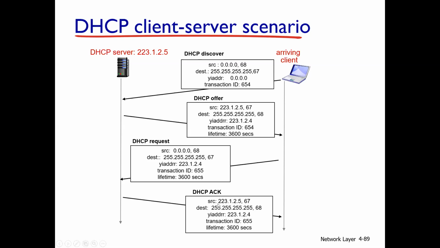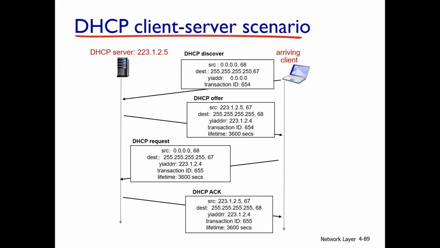And when it comes back, it uses the same transaction ID as your request, confirming that yes, you can take this address. Of course, the source over here is going to be the same. And once the DHCP client receives the DHCP acknowledgement, subsequently it's going to start using this particular IP for all transactions down the road. So here it gets confirmed, and it starts using this particular IP.